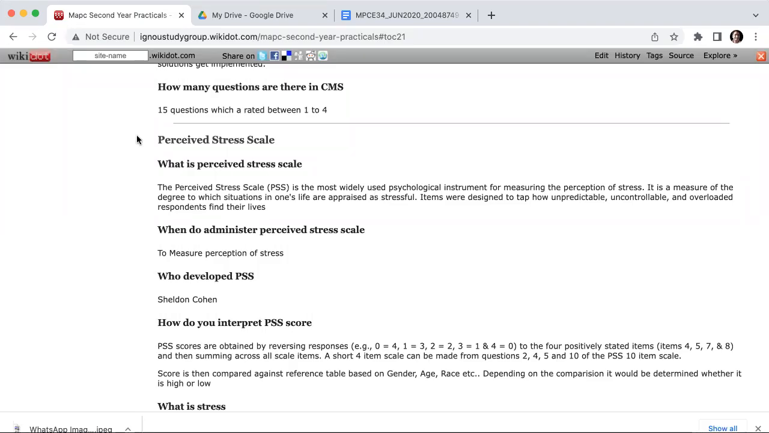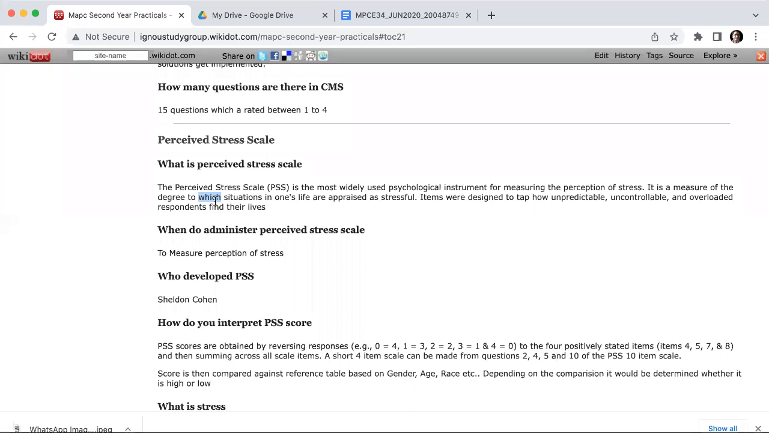Okay, so let's go through the next one, which is the Perceived Stress Scale. Here you are calculating the stress level of a particular subject. Are you calculating exact stress? No, you are calculating the perceived stress. Whose perception? The subject's own perception, how he or she is thinking about their own stress level. So it's not that you are calculating exact stress; it is the perception of that particular subject.